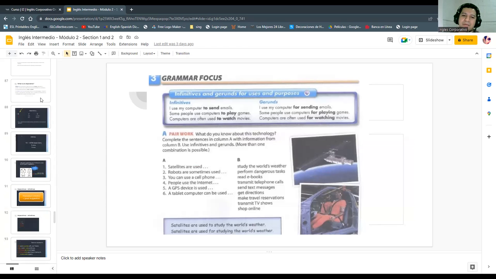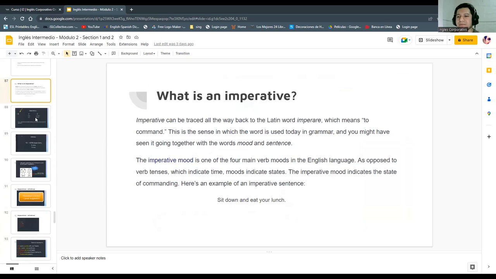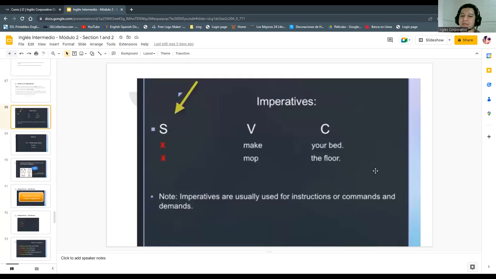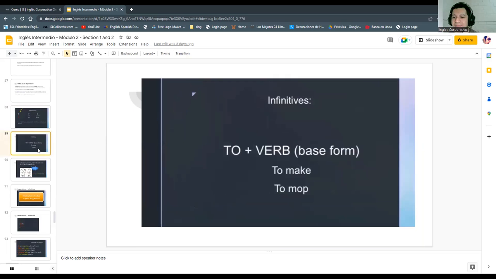And we were talking about imperatives, right? Imperatives that we can create with infinitives. Imperatives are usually used for instructions or commands and demands. So, imperativos son para órdenes, ¿verdad? And we use the infinitive to create this kind of imperatives. For example, to make, to map.